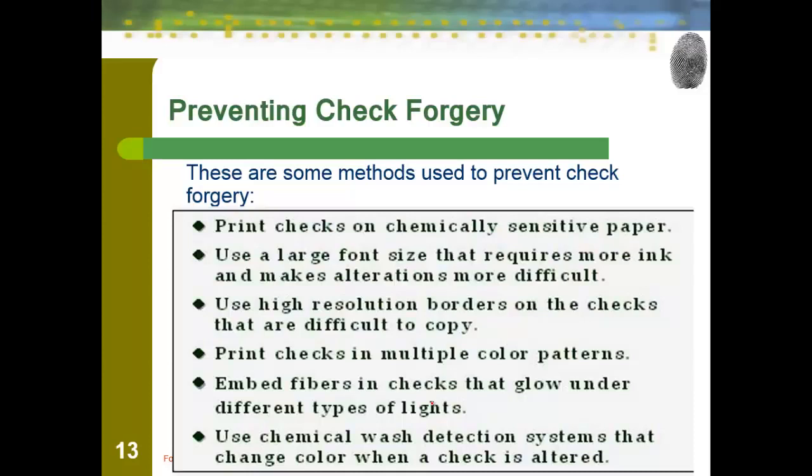Now, checks go through a lot of different procedures in order to hopefully not have them altered or changed so that we can see that they're legitimate. So they're printed on chemically sensitive paper, use font size that makes alterations difficult, high resolution borders on the checks difficult to copy, print in multiple color patterns, embed fibers in the checks that glow under different types of lights, and a chemical wash that changes the colors if the check's actually altered. So there's lots of steps that they go through in order to keep you from forging checks.